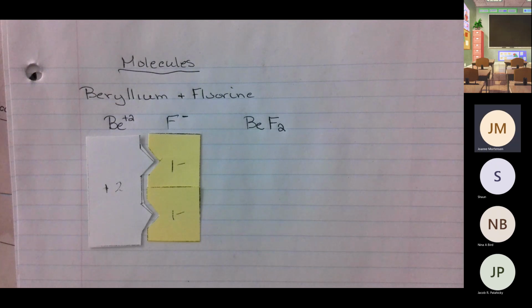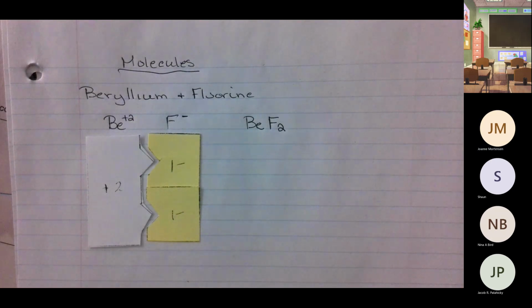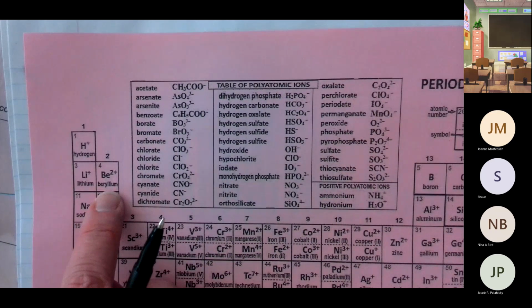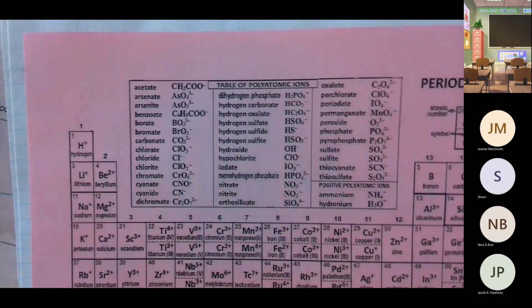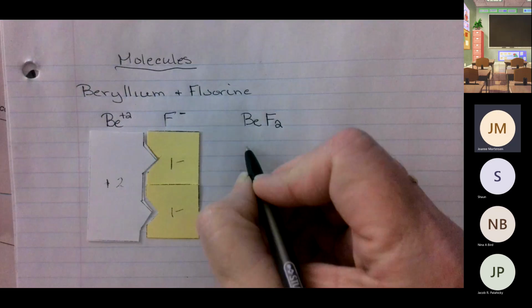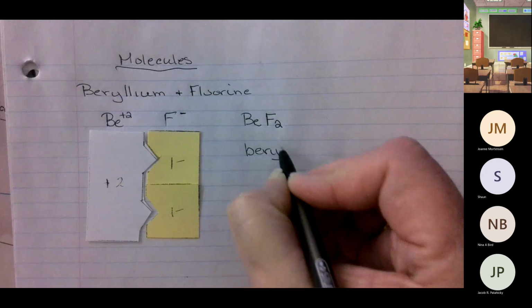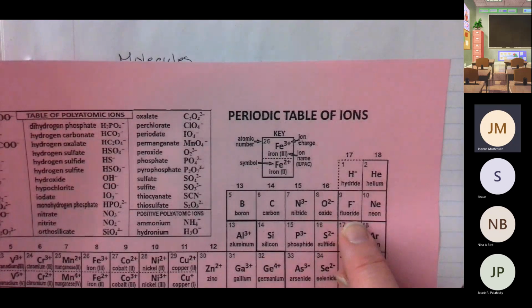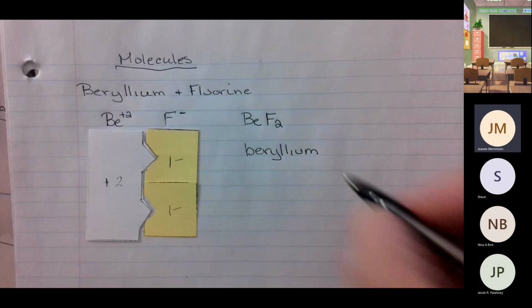What we're also going to do is a 2-for-1. Not only are we going to learn how to make the molecules, we're going to name it. Easiest, go back to your chart. See where it says beryllium? It still says beryllium. So we're going to write beryllium. But where the fluorine is, it says fluoride. So this is beryllium fluoride.